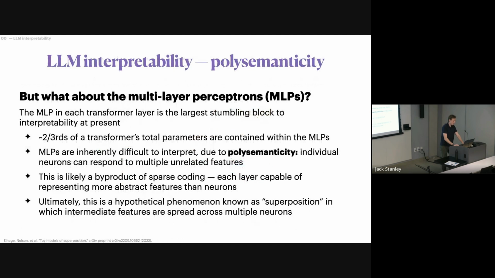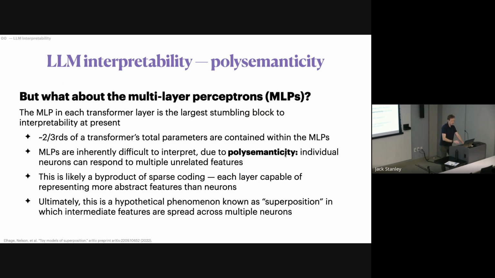Now, getting to the multilayer perceptrons, or the MLPs. These are probably the largest stumbling block to interpretability at the current moment. We can't just ignore these because although the attention mechanism is essential to the functioning of the transformer, about 2/3 of the transformer's total parameters are actually contained within the MLP. So they're obviously very important for inference, of course.